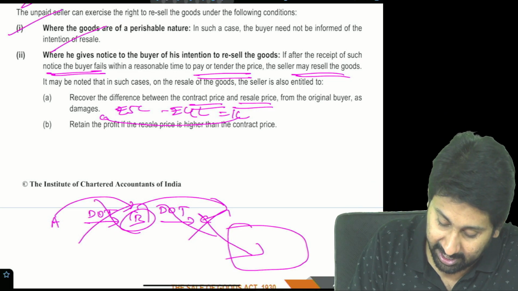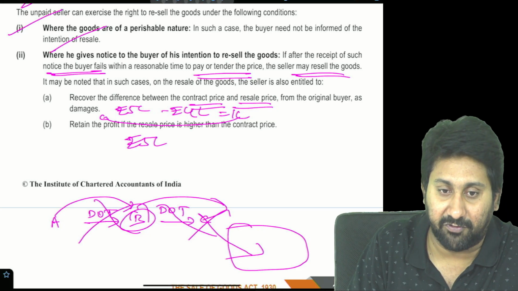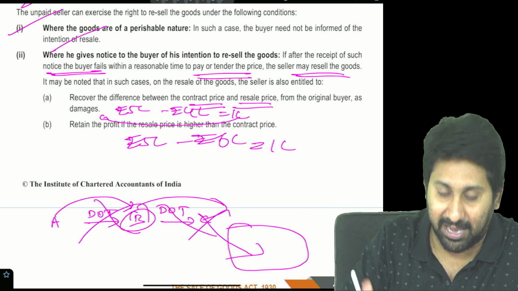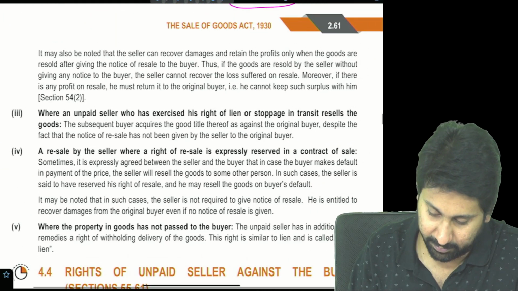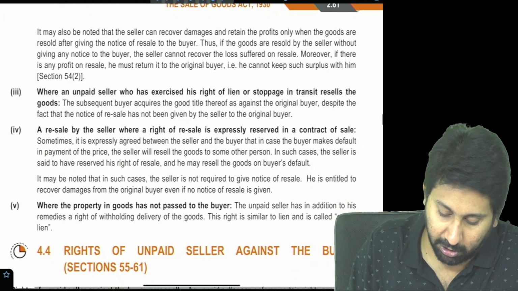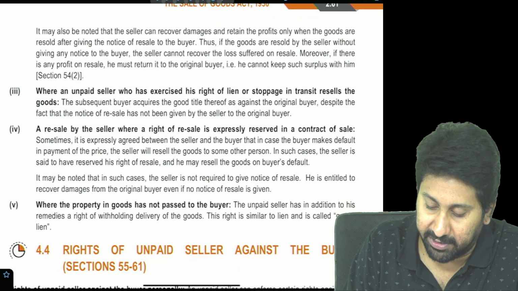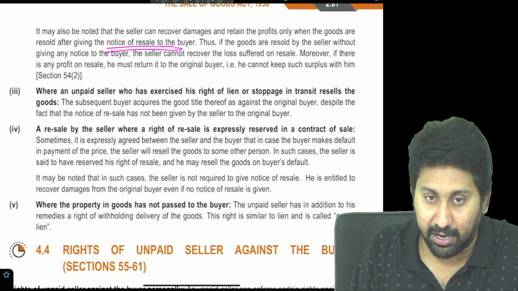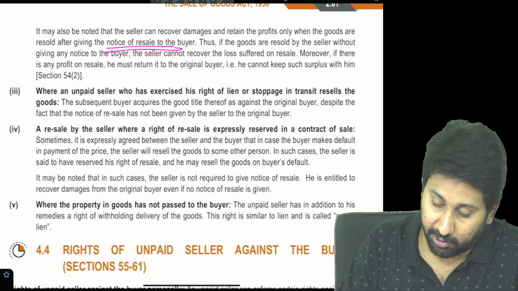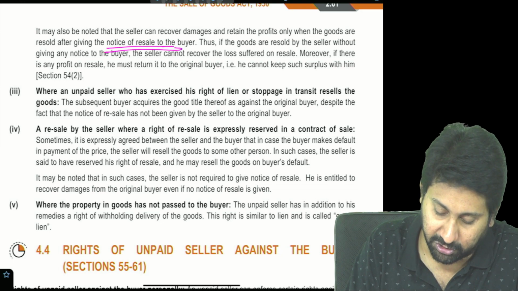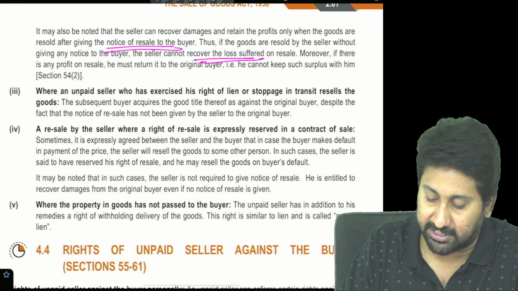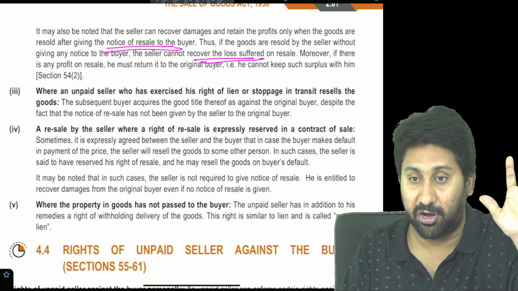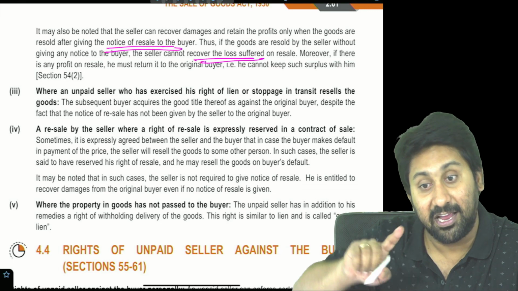Retain the profit if the resale is higher. This is the beauty. Actually, I contracted with you for 5 lakh, but I could resell at 6 lakh. 1 lakh profit has come now. That I need not give back to the buyer. You can retain the profit. It may also be noted that the seller can recover damages and retain profits only when the goods are resold after giving notice of resale to the buyer, unless perishable. Thus, if the goods are resold without giving notice to the buyer, the seller cannot recover the loss suffered on resale. The 1 lakh deficit, he cannot recover. Moreover, if there is profit, he has to return it.